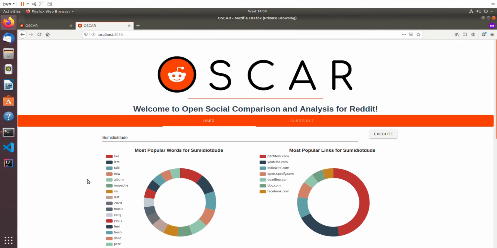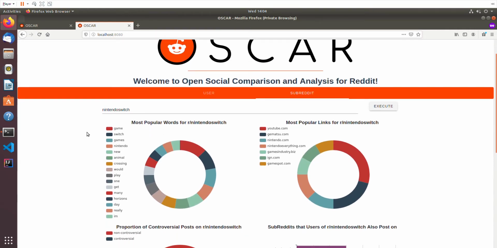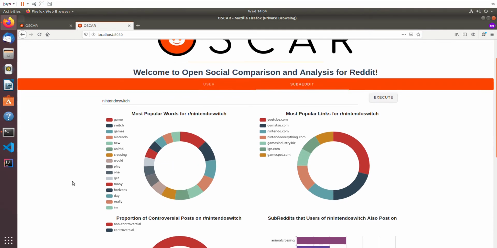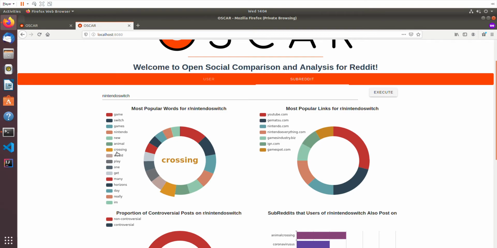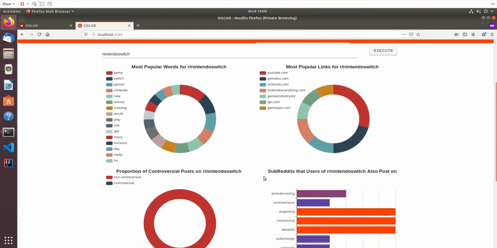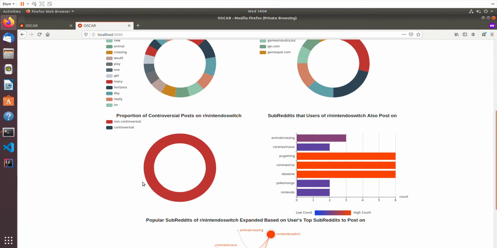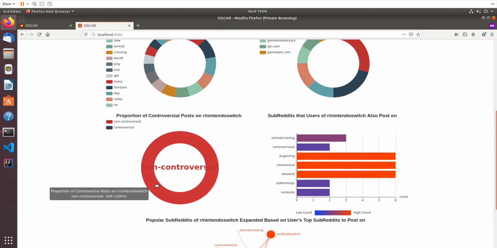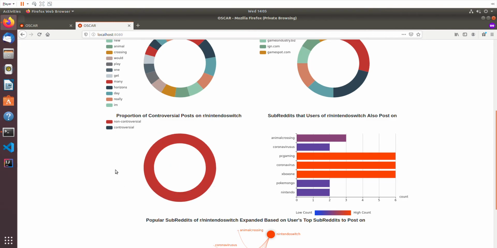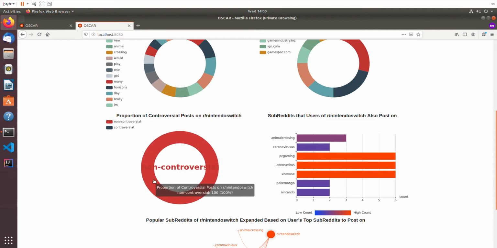So now we'll transition to looking at a subreddit. We have preloaded here Nintendo Switch. Some of the most popular words all have to do with gaming and Nintendo, Animal Crossing, which just came out. Popular links also go along with just the Nintendo theme, Nintendo.com, NintendoEverything.com. And there aren't very many controversial posts on Nintendo Switch. It is important to note that for subreddits, the analysis on the posts is done on the most popular posts, so it's unlikely to have a very controversial post in the most popular posts on the subreddit.